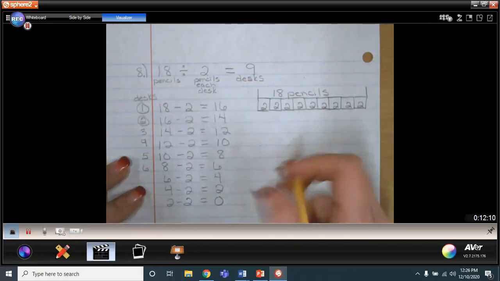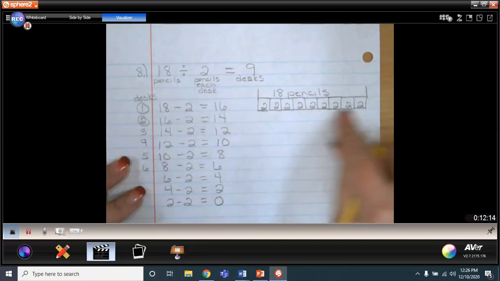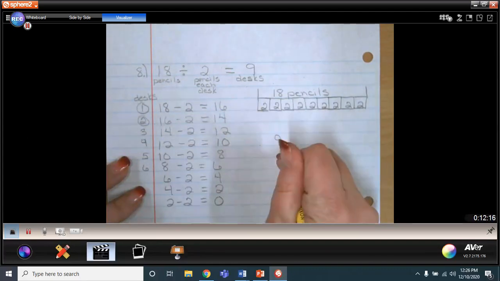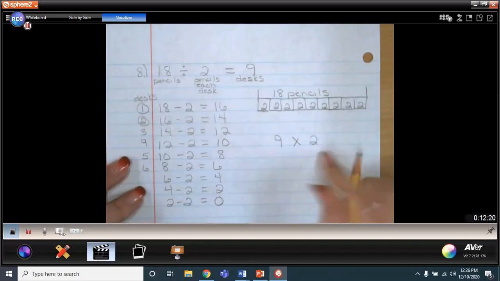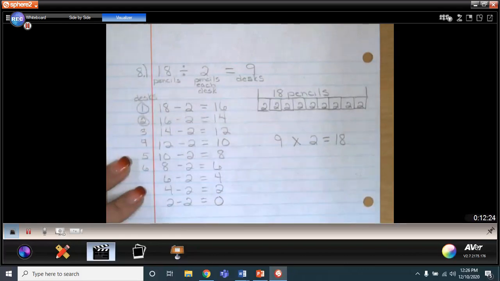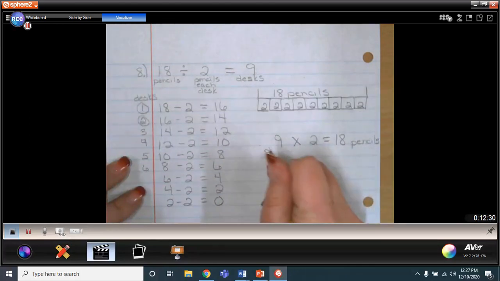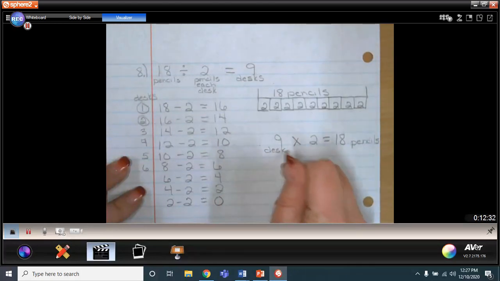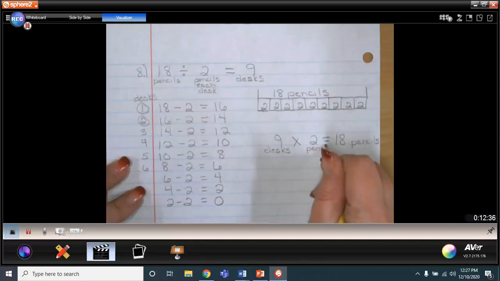Now, if I were going to check my division using multiplication, I have 9 groups of 2, and 9 groups of 2 is going to give me 18 pencils. So, these are my total pencils. These were my desks. Those are my groups. My pencils for each desk.